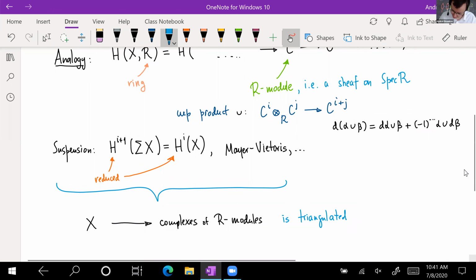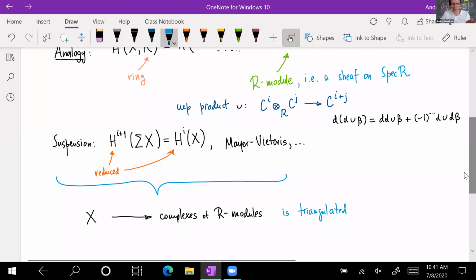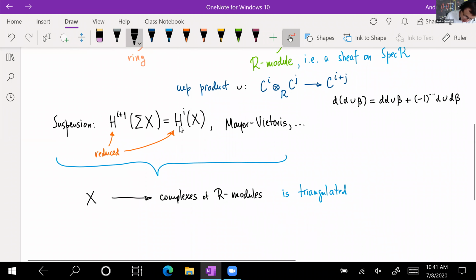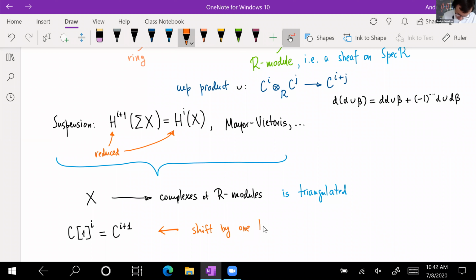Where the category of complexes is a prototypical example of a triangulated category in which we have a shift by one. So usually we define the shift by one: the i-th part of the shifted complex is the i plus first term. This is the shifted complex, shift by one to the left.